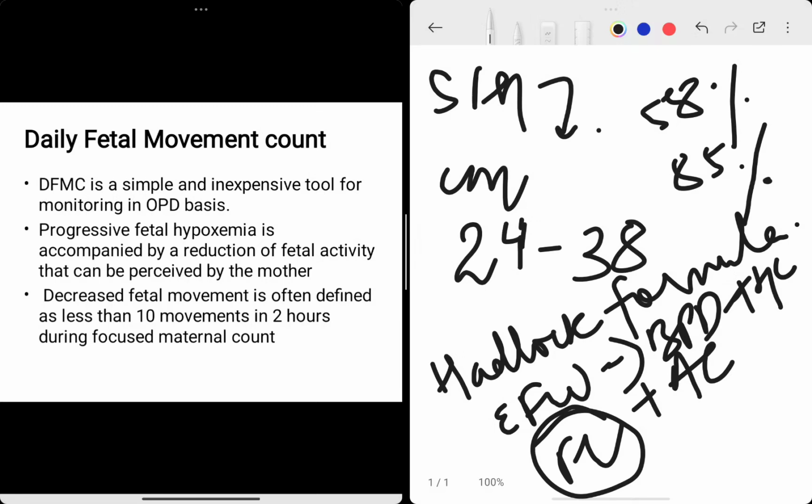Progressive fetal hypoxemia is accompanied by reduction in the fetal activity, and this activity can be perceived by the mother only. So normally the fetal movement that we have to explain is that the fetus should at least move 10 movements in 2 hours during focused maternal count. So if she is lying for 2 hours and she is focusing on whether the baby is moving or not, then in the focused setting at least 10 movements in 2 hours should be there, and in a non-focused setting, in 24 hours 10 movements are normal, and if this is reduced then this is abnormal.